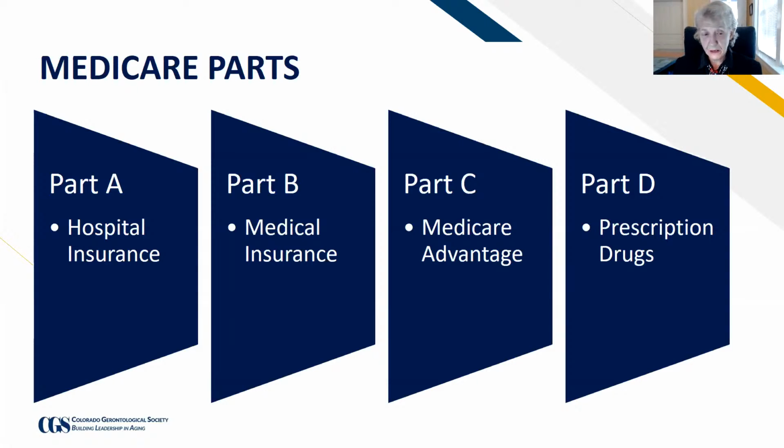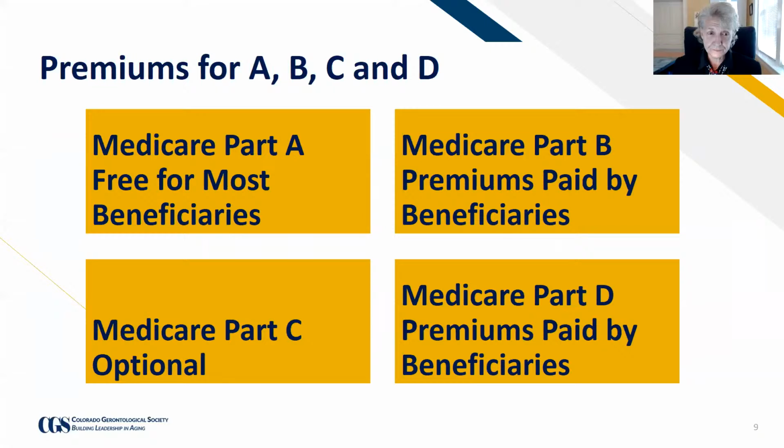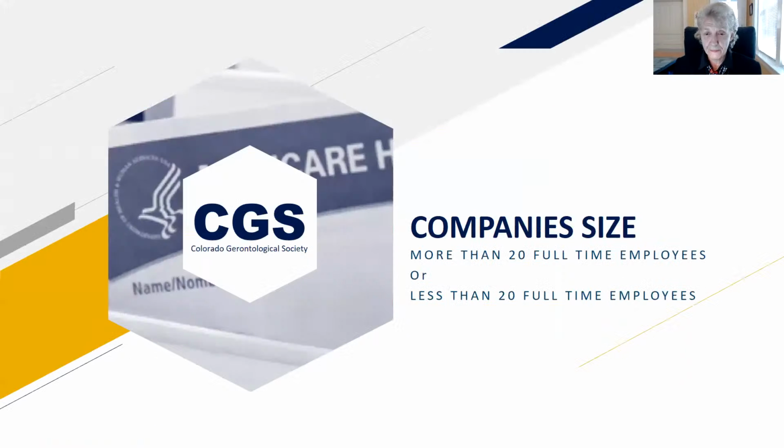There is a premium for Part B, and there is a premium for the prescription drug plans. The Part C plans sometimes have a 0 premium. Many of them this year do, some in Colorado, and some do have a premium. Usually Part A is free, and there's no premium. So basically that's what this screen shows you, what the premiums are for the different parts.